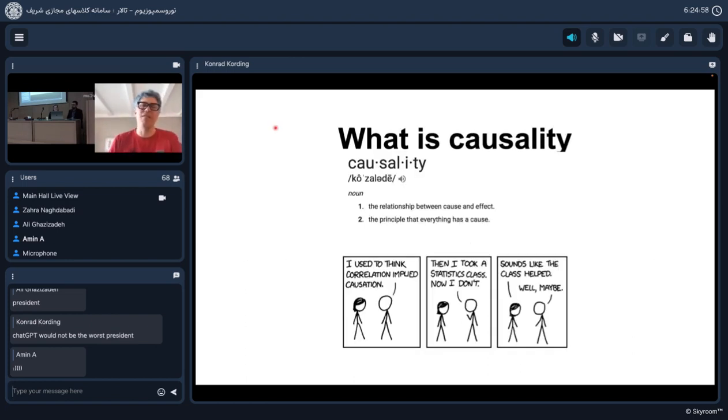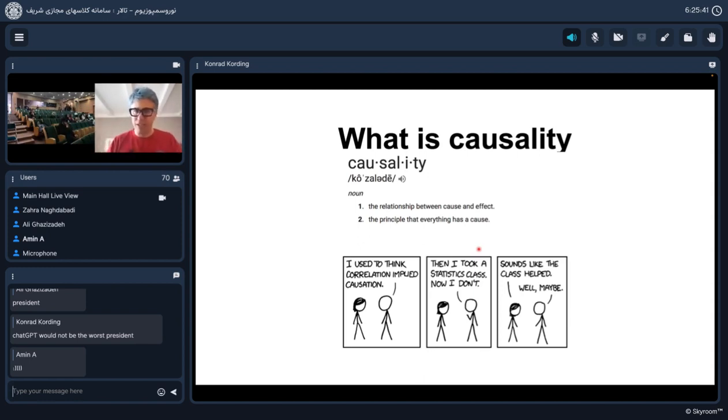Let's talk about causality. So the first question is, what is causality? I find that this XKCD cartoon is the best introduction to the idea of causality that I've ever seen. The guy here says, I used to think correlation implied causation. Then I took a statistics class. Now I don't. Sounds like the class helped. Well, maybe. What is so wonderful about this cartoon is that it really shows that the person understood causality. And we'll see in a few slides why that is.